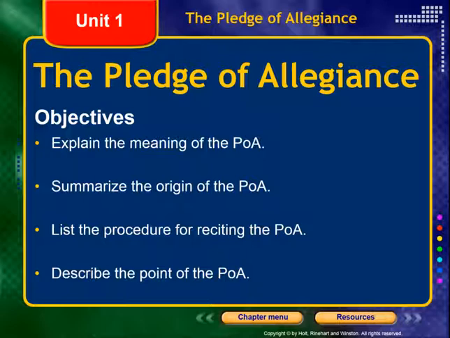So with regard to the Pledge of Allegiance, what I want you to be able to do after this video is I want you to be able to explain the meaning of the Pledge of Allegiance. I want you to summarize the origin of the Pledge of Allegiance. I want you to be able to list the procedures for reciting the Pledge of Allegiance, and then describe the point of the Pledge of Allegiance.